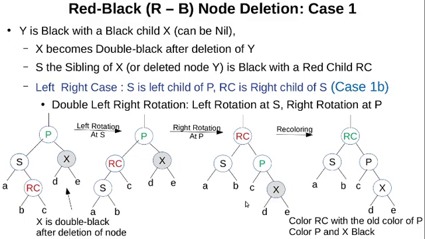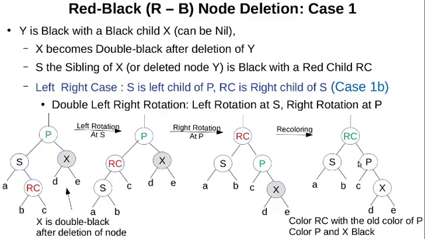After the rotation, we carry out recoloring to remove double blackness of node X without violating other red-black tree properties. We color RC with the old color of P. This ensures the same color of the subtree root as earlier, that is before the rotation. P is colored black to compensate for the reduced blackness after deletion of black node Y.